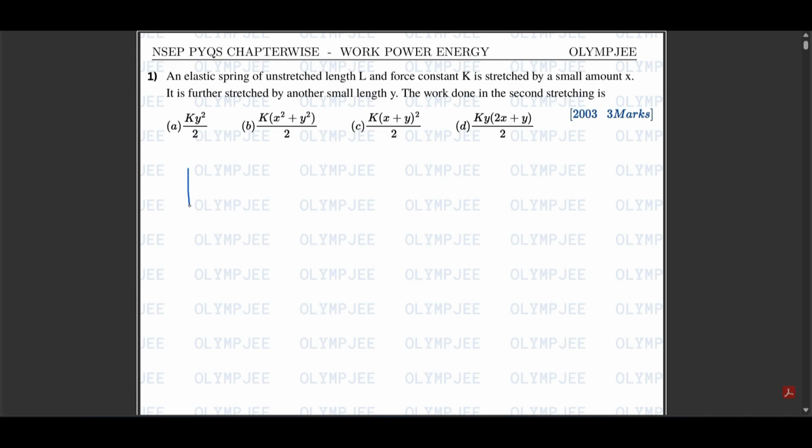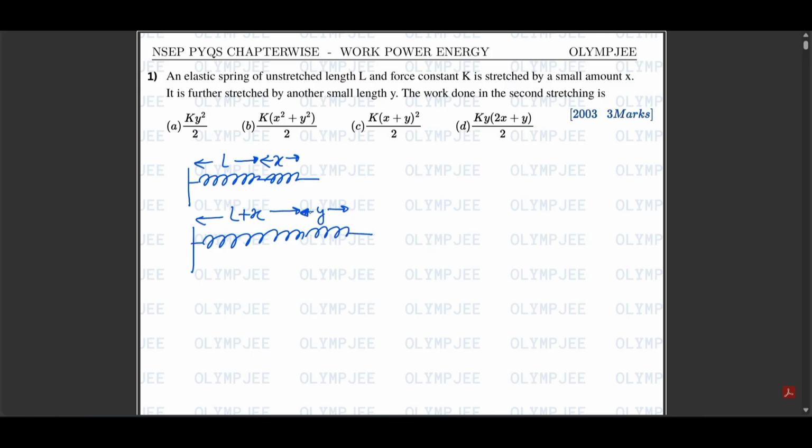So initially the spring is something like this, this is the original length, let us say L naught, sorry, L, it is given as L, and in the first stretching it is being stretched by an amount x, right? And in the second stretching, this is L plus x, and this spring is being stretched by a small amount y. So this is the condition of the spring after the second stretching.